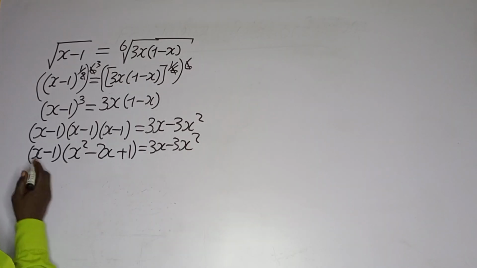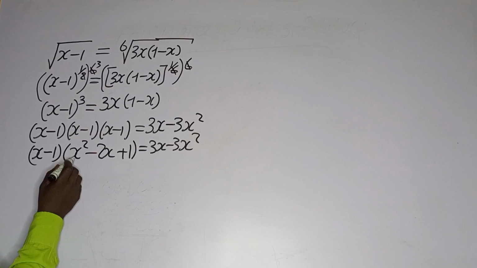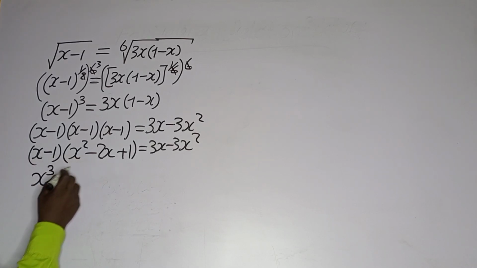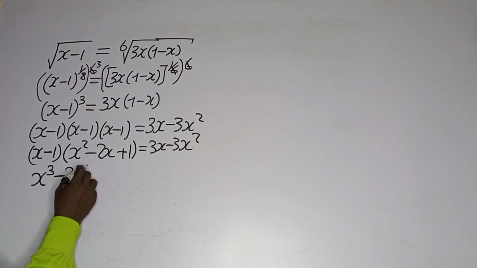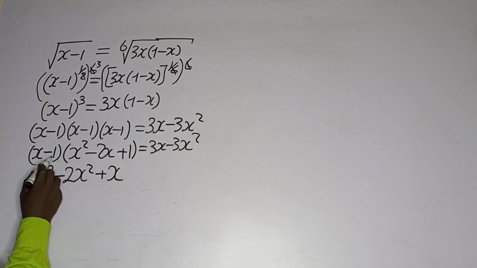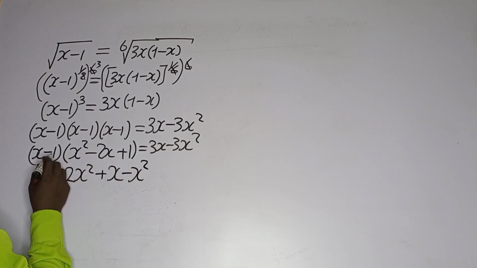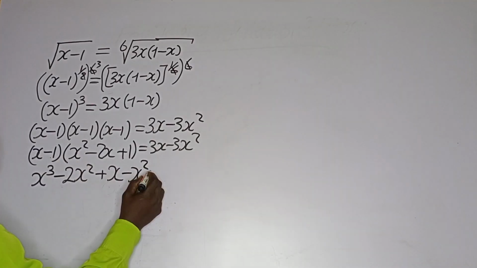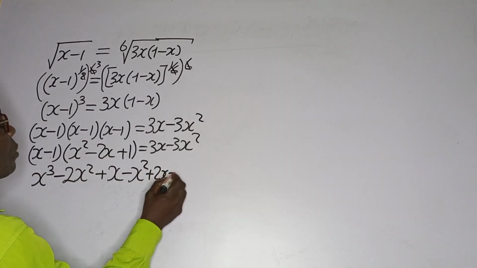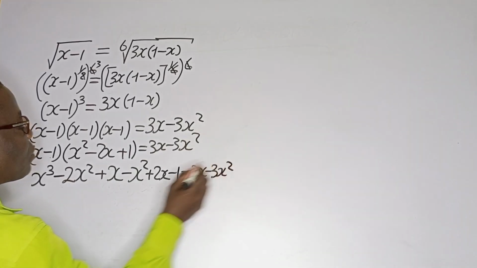Now next, we continue our expansion. We now take this and multiply it out with this. So we're going to have x multiplied by x squared is x cubed. x multiplied by negative 2x is negative 2x squared. x multiplied by 1 is positive x. We now take negative 1. Negative 1 multiplied by x squared is negative x squared. Negative 1 multiplied by negative 2x is going to give us positive 2x. Negative 1 multiplied by positive 1 is going to give us negative 1. So it is equal to 3x minus 3x squared.